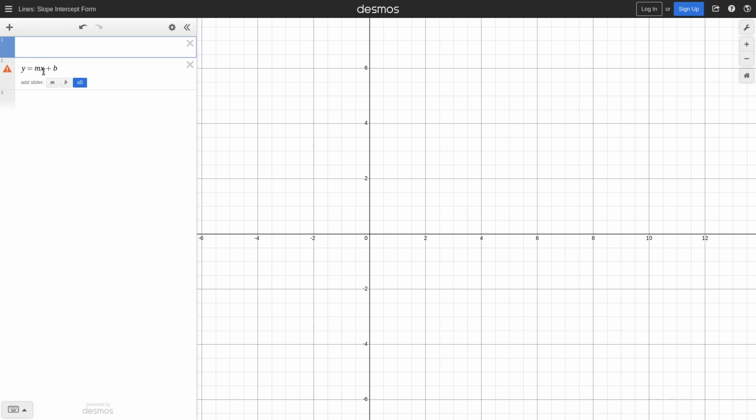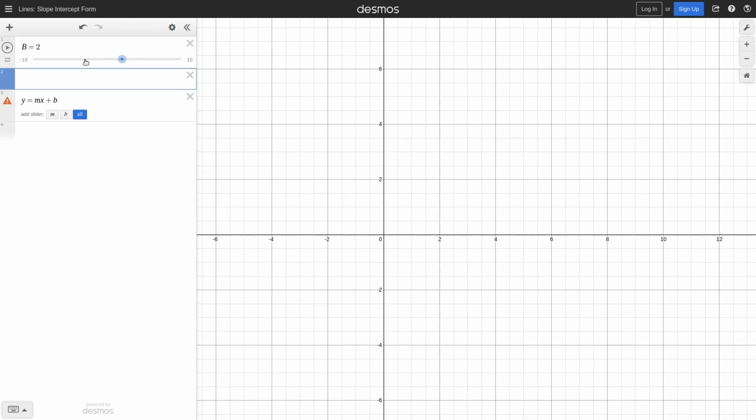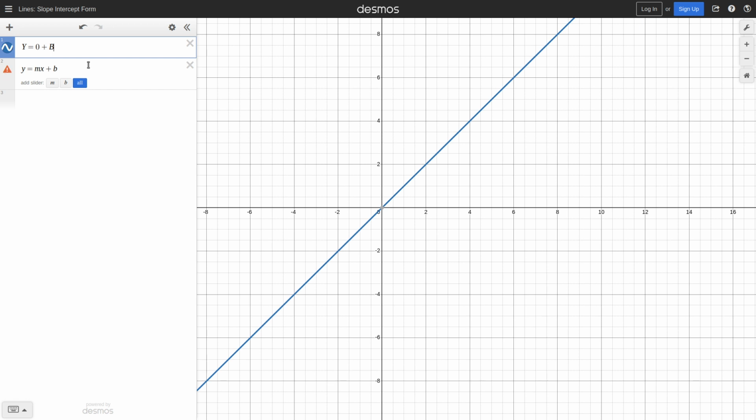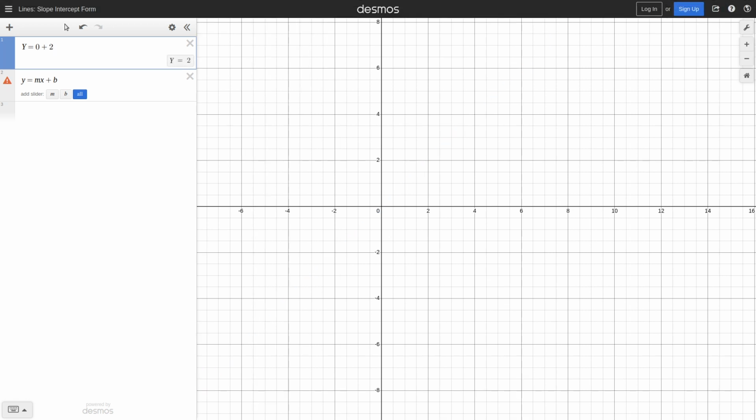So now, what does all this mean? What does B mean? B is actually really simple. B is just where Y intercepts. So B equals 2. So let's make an equation. Let's just do Y equals 0 plus B. Why do I have 0? Well, just because I want to show you how it would look. Oh, just plus 2.